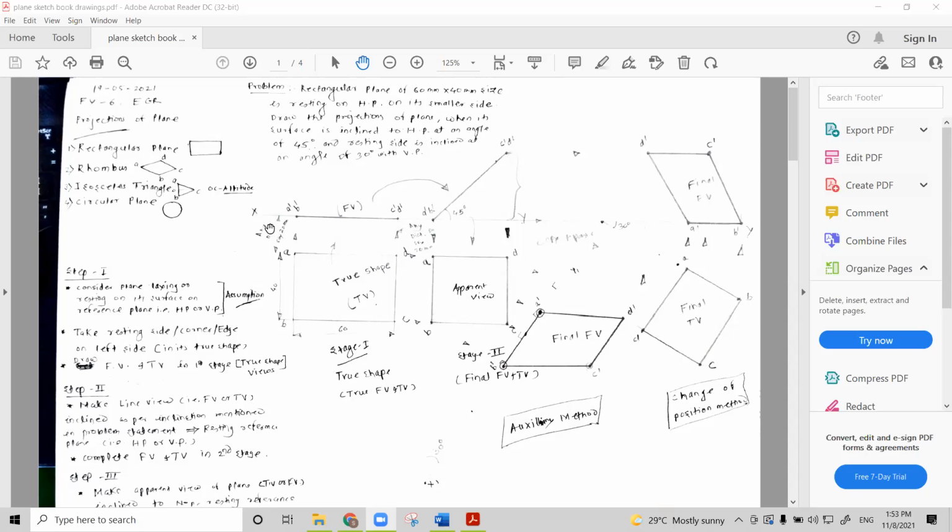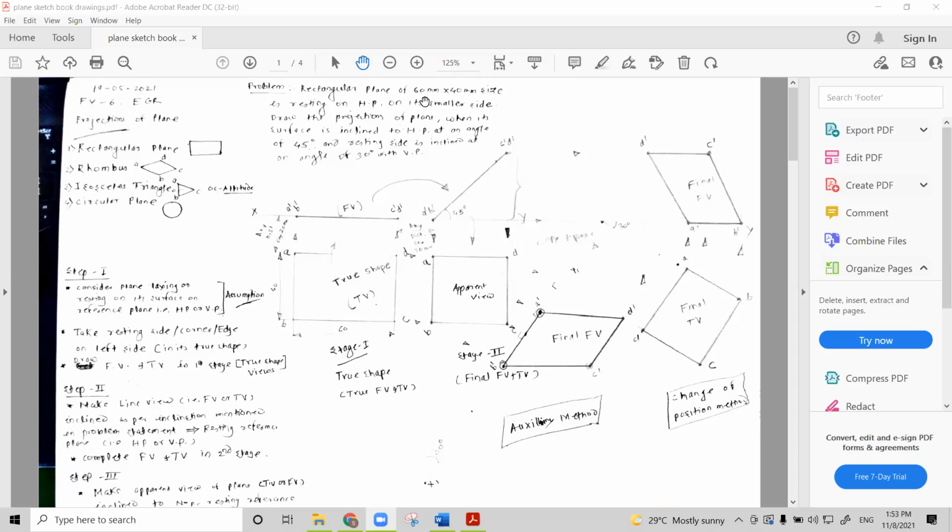Okay, so first of all, if you look at the screen, you will find that this problem is on the rectangular plane, right? I hope my screen is visible to you. Is it visible? Yes, sir. Yes, sir. So now see, read the problem statement.